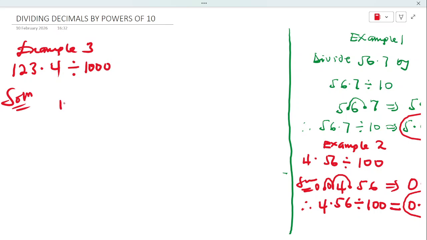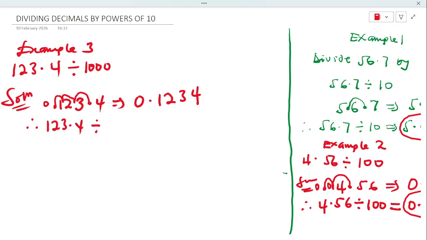we have 123.4. Because you are dividing by 1,000, you move the decimal place 3 times to the left. We have 1, 2, 3. So the decimal point will now be here. Your 0 here. We have 0.1234 as our answer. Therefore, 123.4 divided by 1,000 gives us what? 0.1234. That's our final answer.